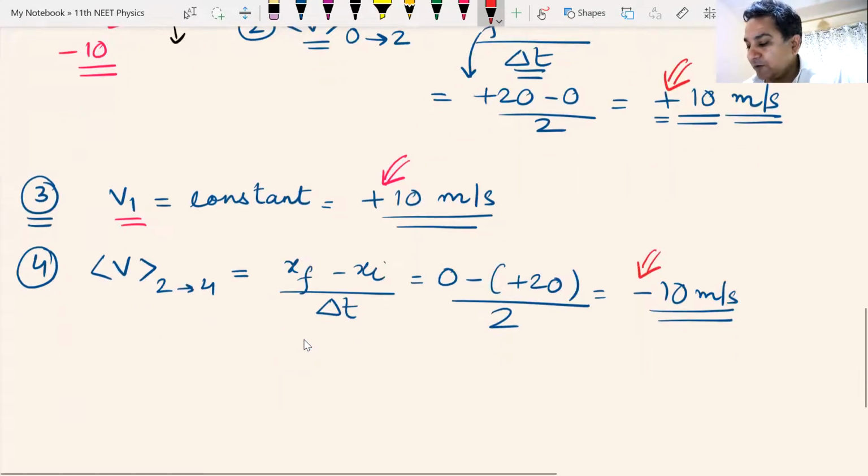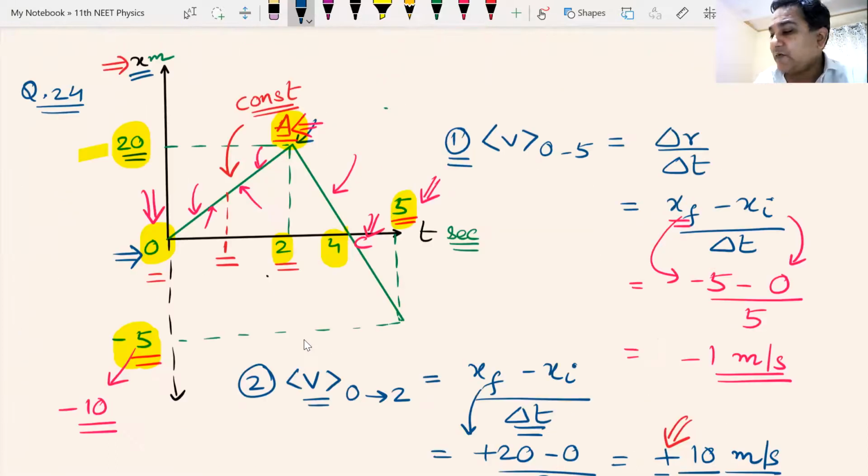Okay. Now I could ask you another question in a NEET exam. The graph is given to you. What is the velocity from 2 to 4? What will be the velocity at 3 seconds?